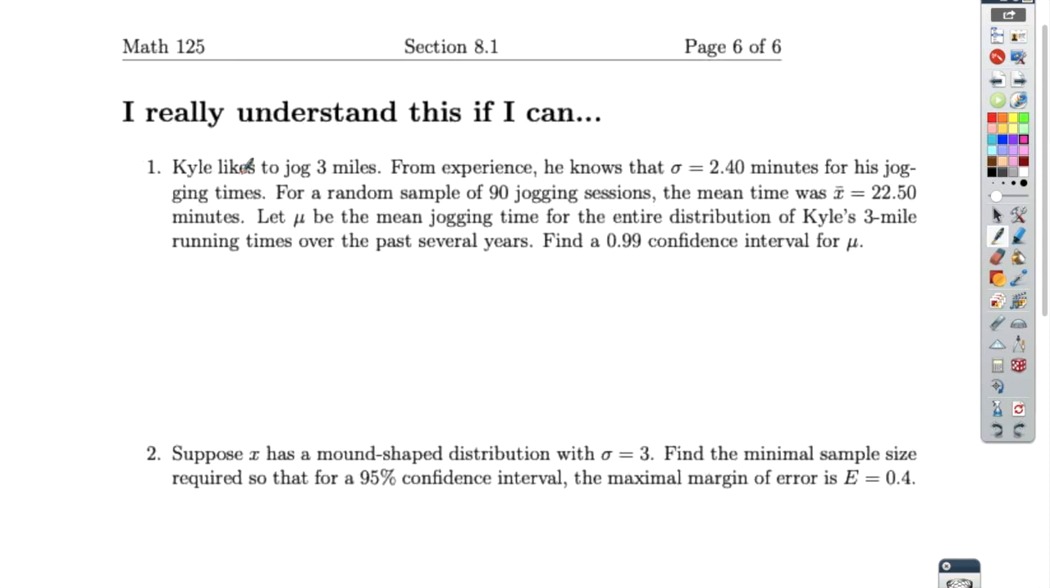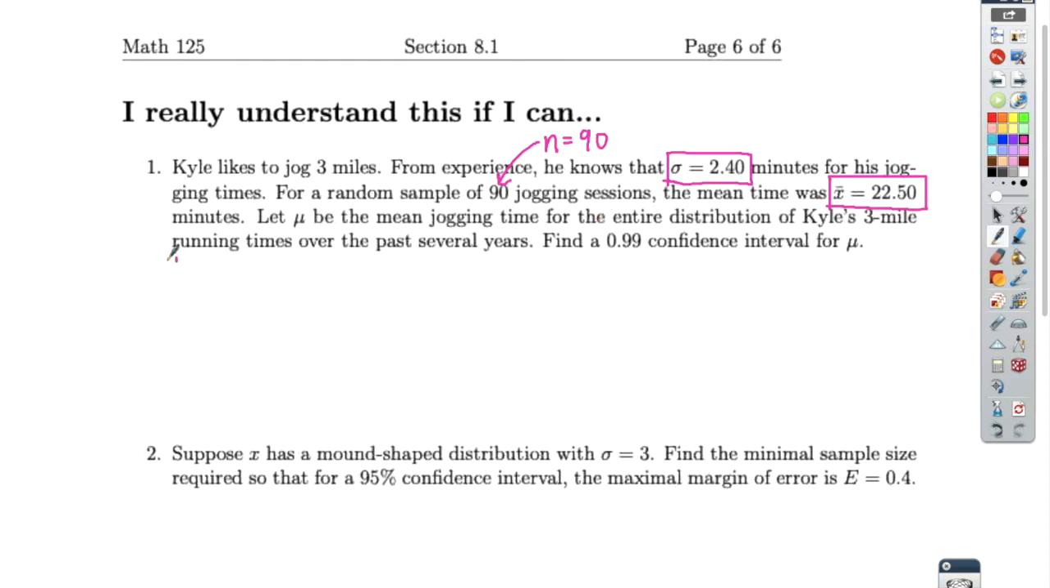The first one says, Kyle likes to jog 3 miles. From experience, he knows that sigma equals 2.40. So this is his population standard deviation for his jogging times. For a random sample of 90 jogging sessions, there's n, the mean time was x bar equals 22.50 minutes. Let mu be the mean jogging time for the entire distribution of Kyle's 3-mile running time over the past several years. Find a 99% confidence interval for mu.